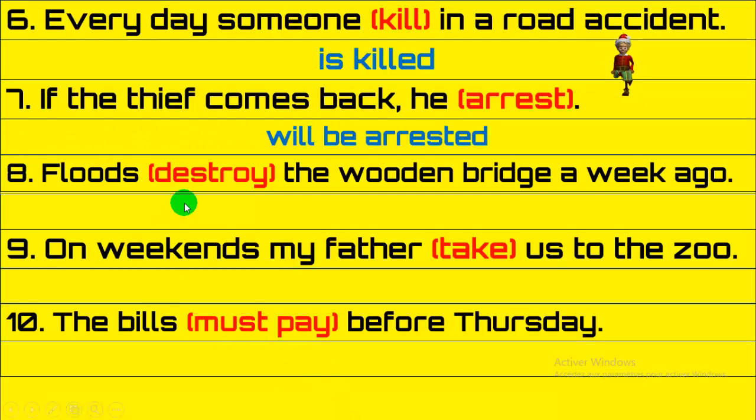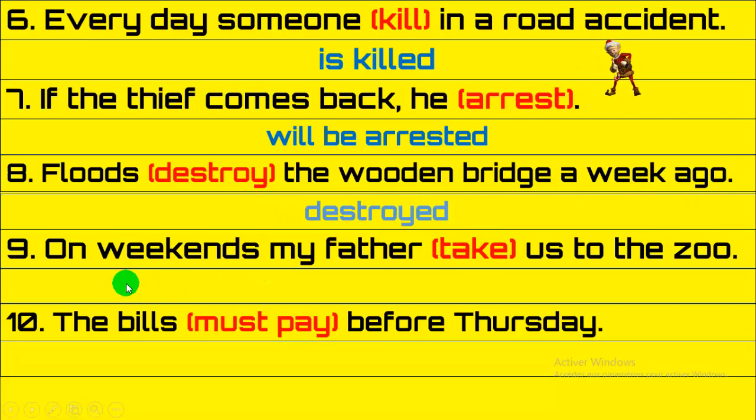Number 8. Floods destroy the wooden bridge a week ago. Les inondations ont détruit le pont en bois. Il y a de cela une semaine, les inondations ont détruit le pont en bois. Ici, les inondations, est-ce que ce sont les inondations qui détruisent ou bien qui sont détruites? Bien sûr, les inondations détruisent le pont. C'est la voix active. On n'aura pas besoin de be. We don't need be here. It is the active voice because floods is the real subject, is the author of the action to destroy. So floods destroyed the wooden bridge a week ago, destroyed.